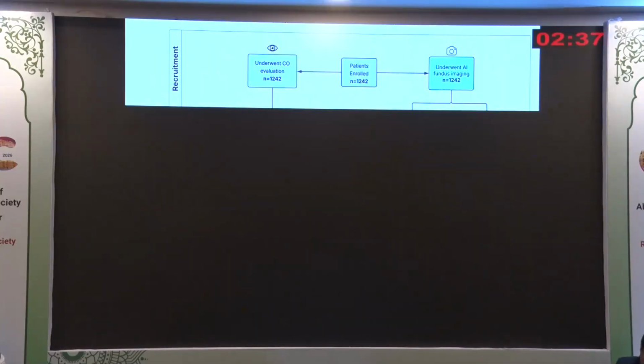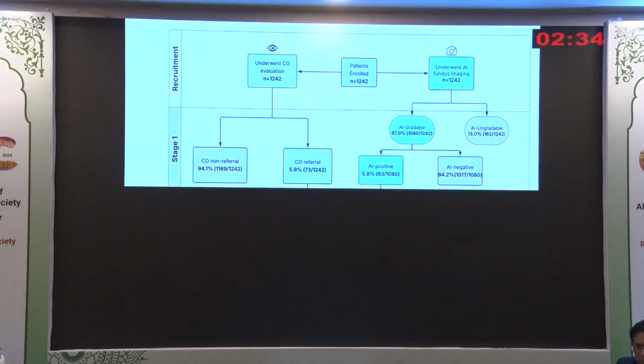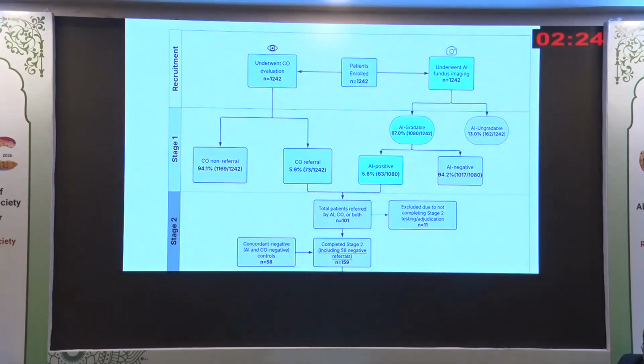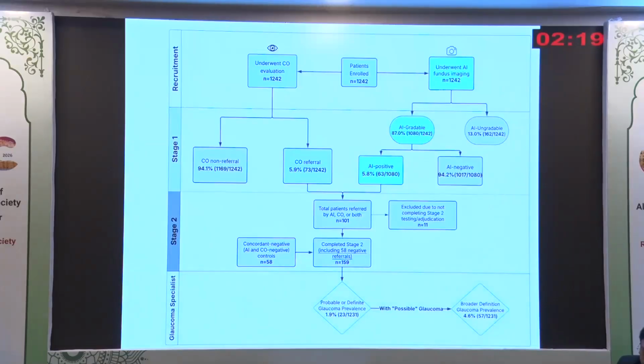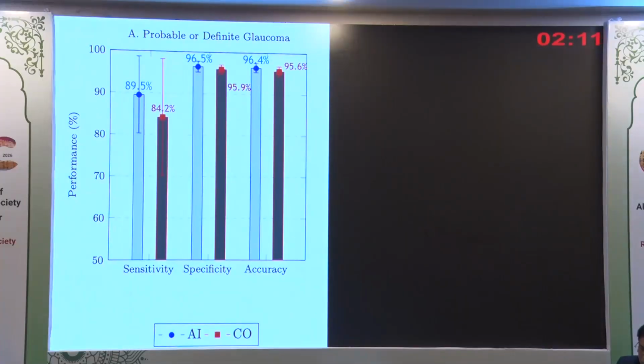Coming to the results, out of 1,242 patients, in 87% of them we were able to capture gradable images. AI graded 5.8% as positive or referable glaucoma. Comprehensive ophthalmologist flagged 5.9% of them. A total of 159, which included 58 controls, were seen in the glaucoma clinic. And we found that in this cohort, we had 1.9% definite glaucoma and 4.6% if we included possible glaucoma cases as well.